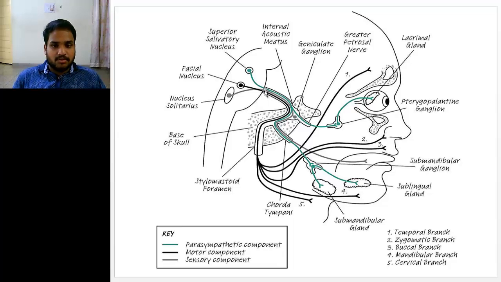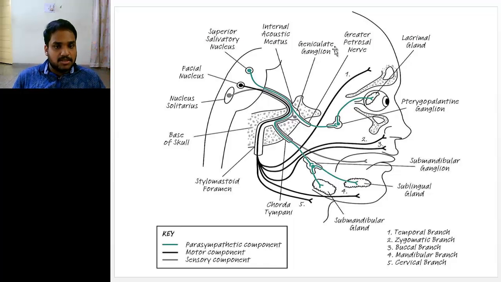You can see here the facial nerve, the motor nucleus, it is emerging from the lateral frontomedullary junction and it is entering the internal acoustic meatus, and then it continues in the facial canal within the temporal bone, and finally it exits the skull, right? Finally it would exit the skull through the stylomastoid foramen, and after exiting from the stylomastoid foramen, it passes through the parotid gland and it gives off its 5 terminal branches.